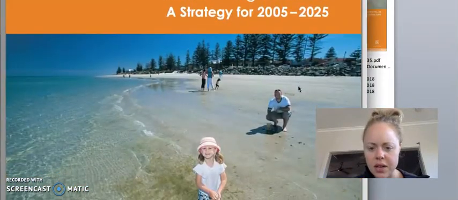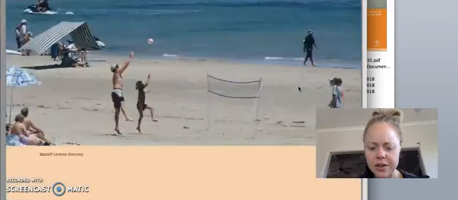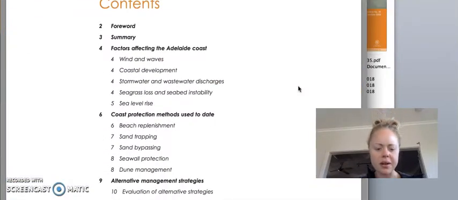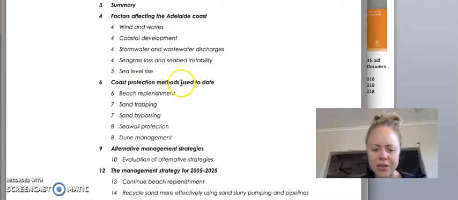So this document here basically goes through the current strategies that are being used to manage the problems on the Glenelg and Adelaide coastline. First of all, it starts with all the things that are affecting the Adelaide coastline, and then it looks at coastal protection methods. These are the methods that are currently being used, and these are the ones that I want you to talk about: beach replenishment, sand trapping, sand bypassing, seawall protection, and dune management.